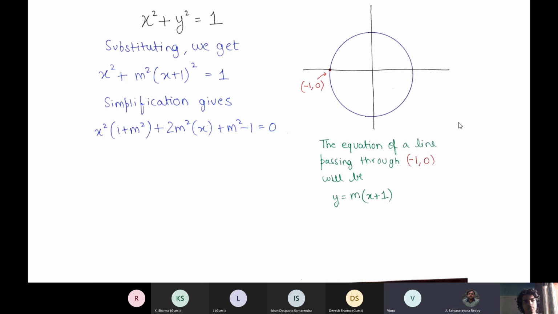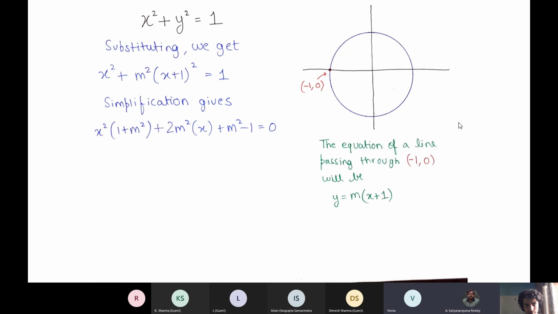If you have any Pythagorean triplet P, Q, R, then take P by R and Q by R as solutions. Can you give me one point like that now? That's my question. You know that 3 square plus 4 square equals 5 square. So 3 by 5 and 4 by 5.